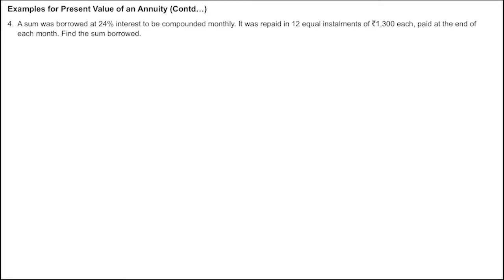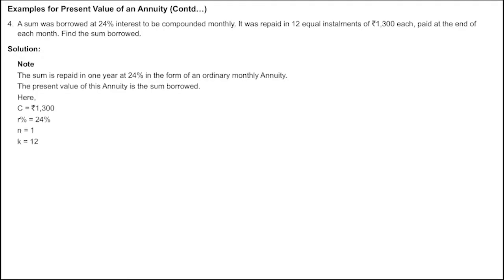A sum was borrowed at 24% interest to be compounded monthly. It was repaid in 12 equal installments of rupees 1,300 each, paid at the end of each month. Find the sum borrowed. Now, what is it saying? Rate of interest is 24%, which is compounded monthly. So you're going to repay it in 12 equal installments. So here K will be 12 and N will be equal to 1 because 12 equal installments monthly. So N will be 1 year, K will be 12.